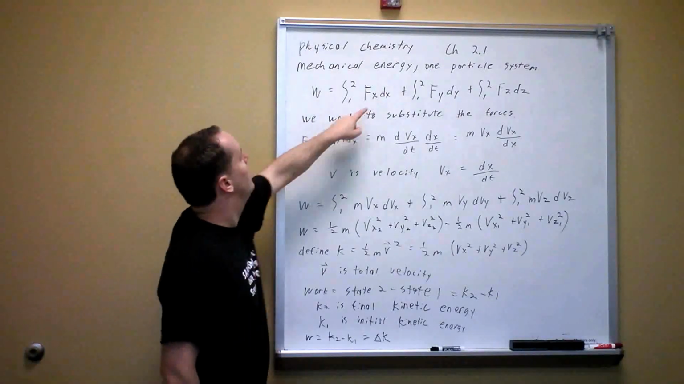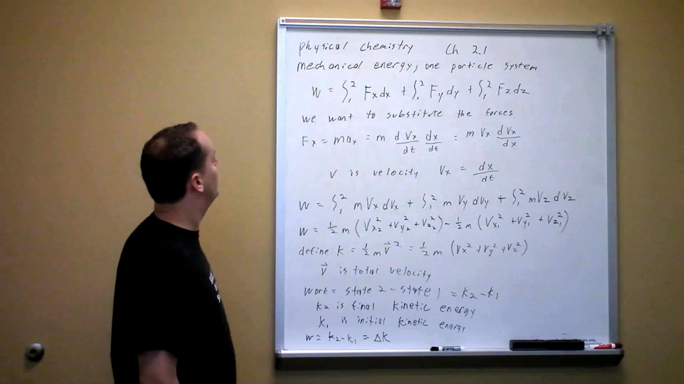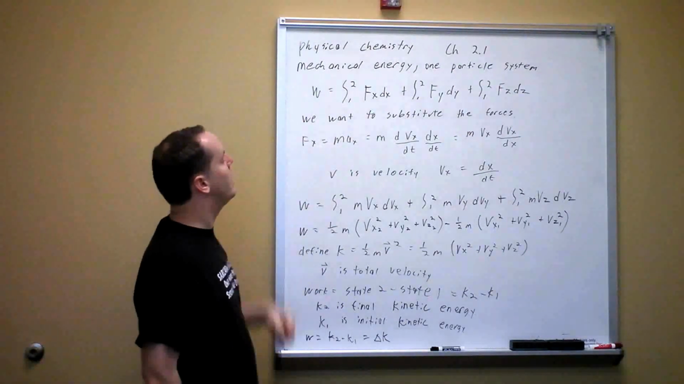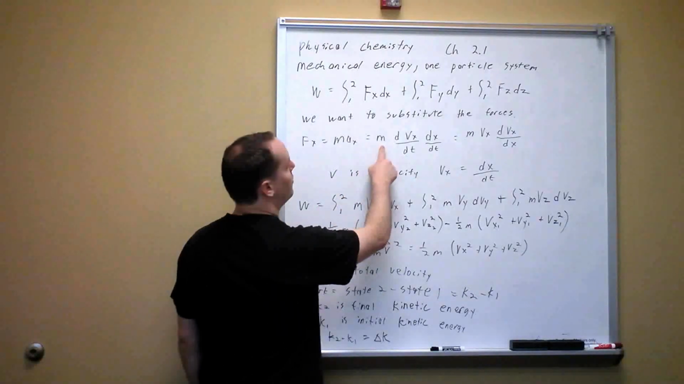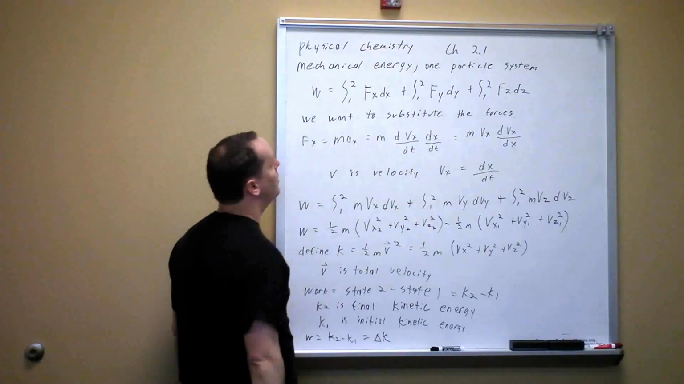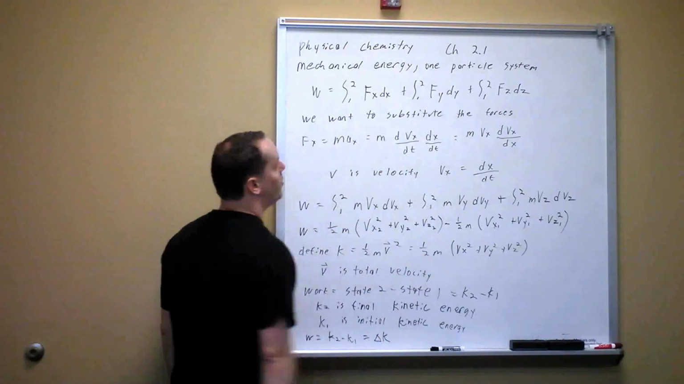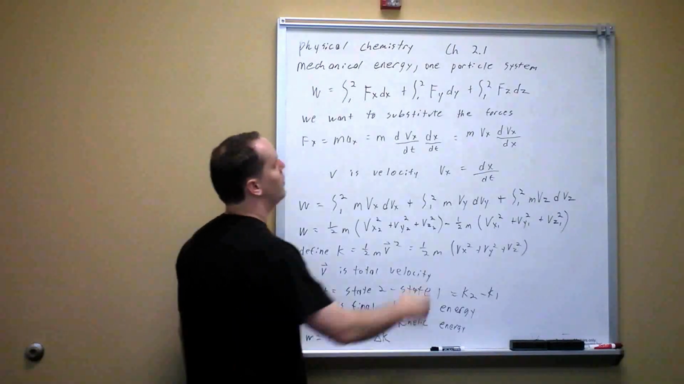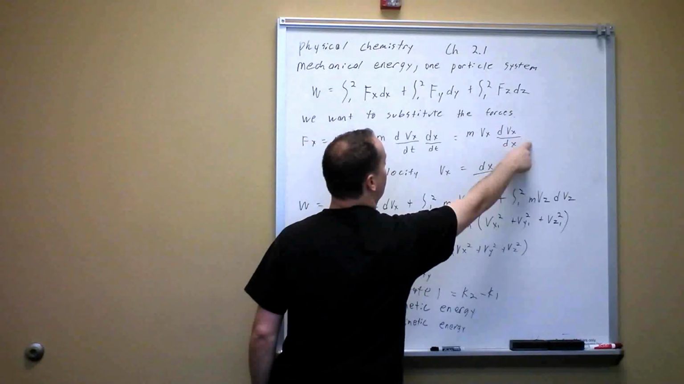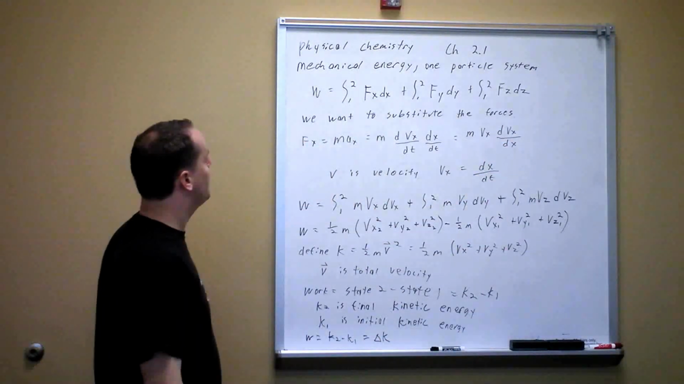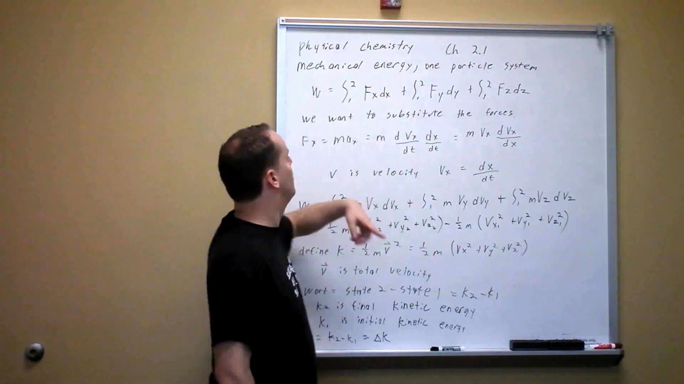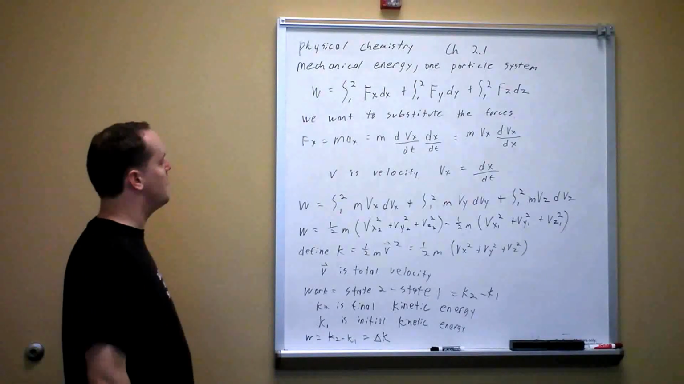Now we want to substitute in a formula for the force, which we already talked about before. Force in x is equal to mass times the acceleration in x, but it's also mass times the derivative of velocity with respect to time, times the derivative of displacement with respect to time. Or put another way, we have the mass times the velocity in x times the differential of the velocity in x. Here v is velocity, and this is our x component, and the same would be true for y and z.